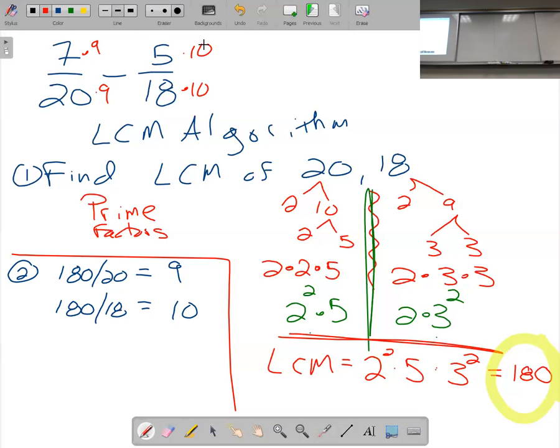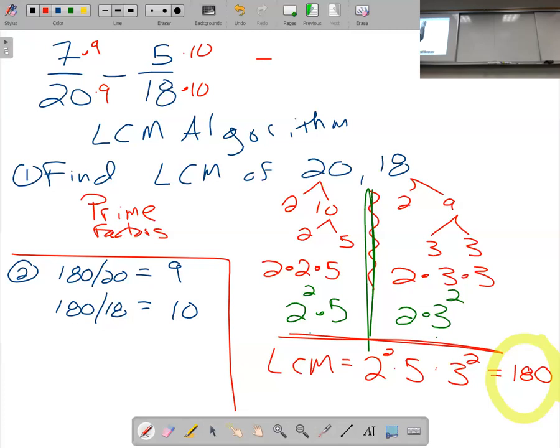Question? Okay. So we have to find out what's the smallest denominator we can use, and then we have to figure out what do we multiply each of the old denominators by. So how many times does 20 go into 180? 9 times, multiply top and bottom by 9. How many times does 18 go into 180? 10 times, multiply top and bottom by 10.